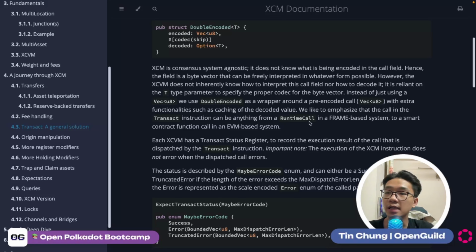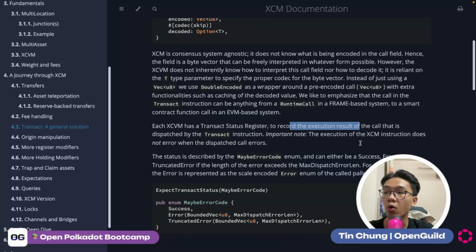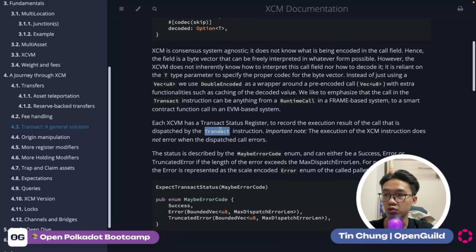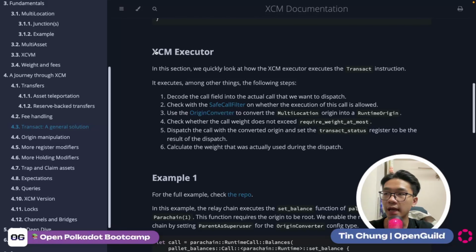So we want to emphasize that the call in the Transact instruction can be anything from a runtime call in a FRAME-based system to a smart contract function call in an EVM-based system. Each XCVM has a Transact status register to record the execution result of the call that's dispatched by the Transact instruction. And the flow of the XCM executor to process this Transact is: decode the call field into the actual call that we want to dispatch.